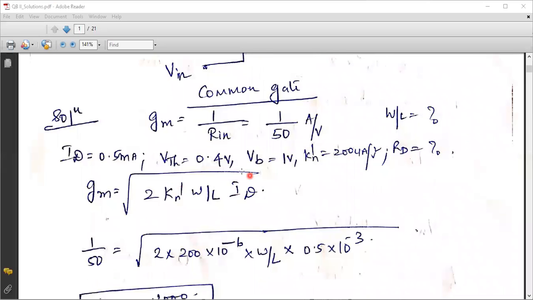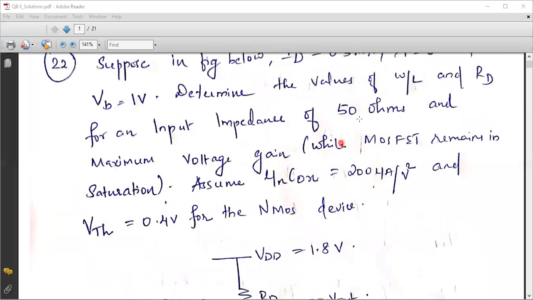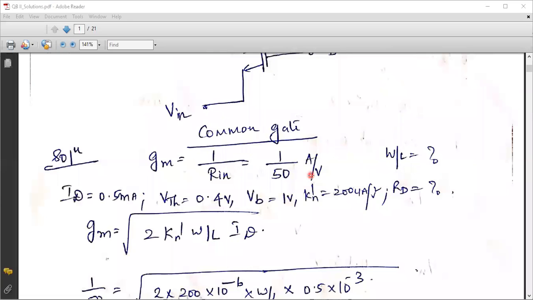So this is the equation that connects the Gm and W by L, right? So substitute here. All of you take your calculator and start doing. Substitute the value of Gm and solve for W by L. So Gm is 1 divided by 50, equal to square root of 2, and what is Kn dash? Kn dash is 200 microampere, so you need to convert it, because the resistance is in ohm. You can see in the question, the resistance is in ohm. So I need to do all the conversions.